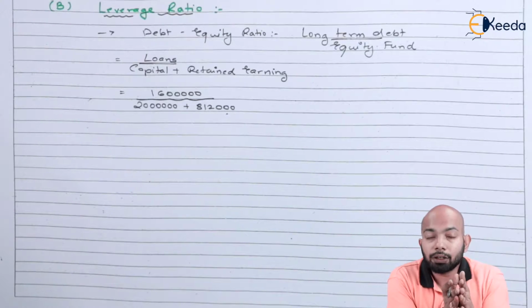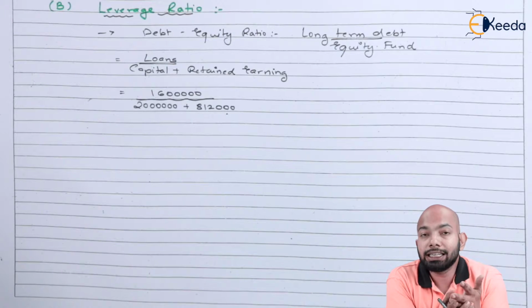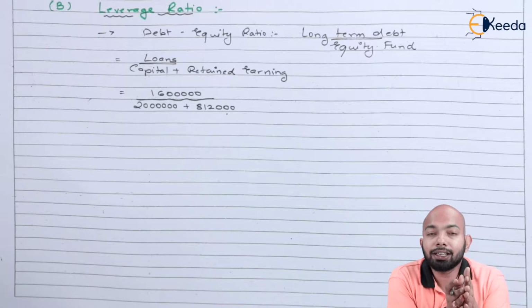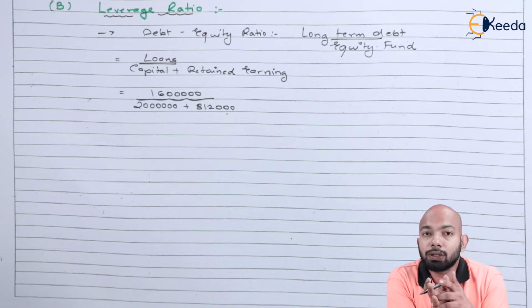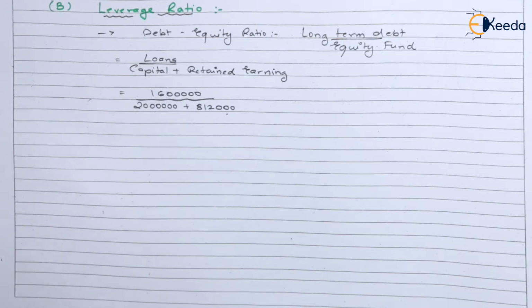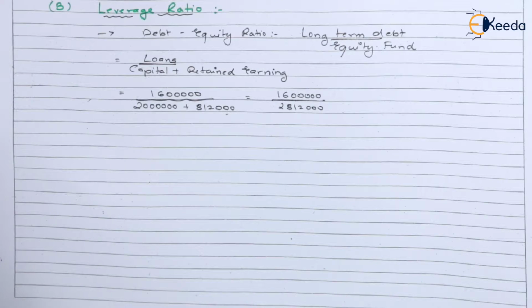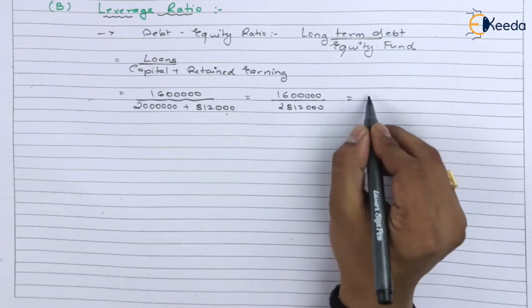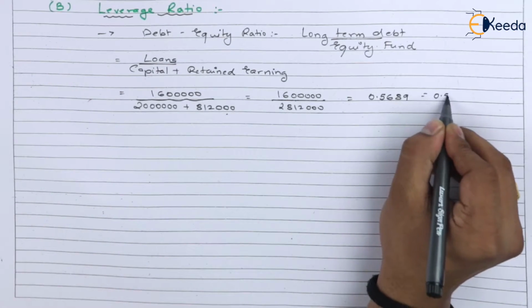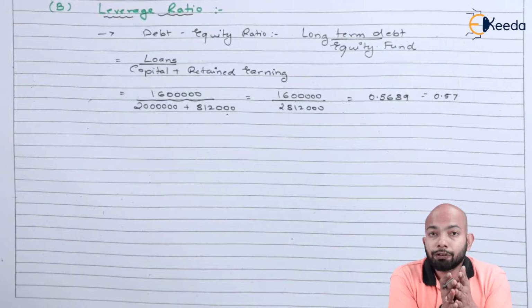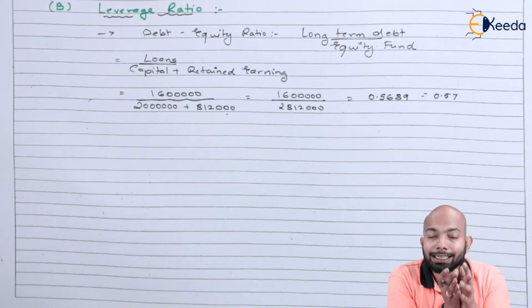So for loans we have a total amount of 16 lakh, for capital we have a total amount of 20 lakh, and for retained earning we have a total amount of 8 lakh 12,000. Now 16 lakh divided by the total of 20 lakh plus 8 lakh 12,000, which is 28 lakh 12,000. So the debt equity ratio that we have figured out is 0.57. That is the ratio of debt to equity.